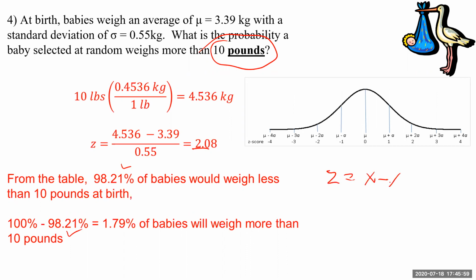Z is equal to that over that over that. Now whatever value you have, you pick that number, and then you go to the table on page 236 and look for the probability that goes with the value of your z-score. If the problem says more, you take away from 100%. If it says less, you maintain the value that you found on the table.